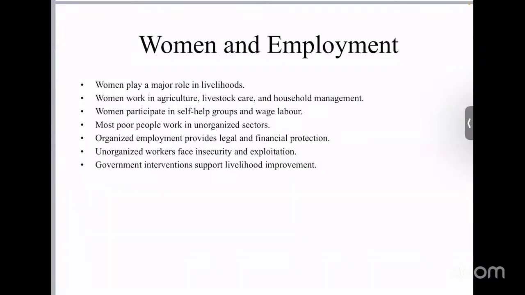So women also play an important role in livelihoods. Women participate in agriculture, livestock care, even in wage labor, household management, self-help groups, and small businesses. Despite this contribution, women's work often remains undervalued and underpaid. Women play an extremely important role in livelihoods.